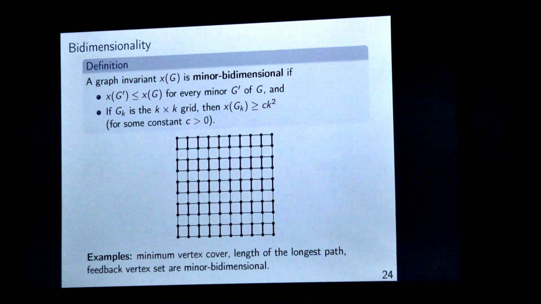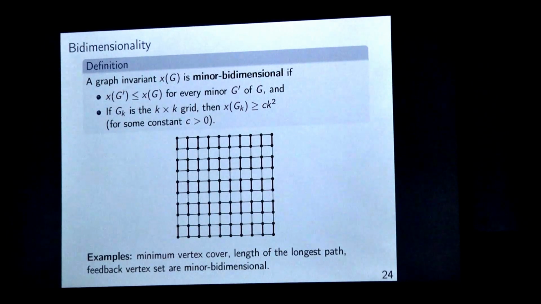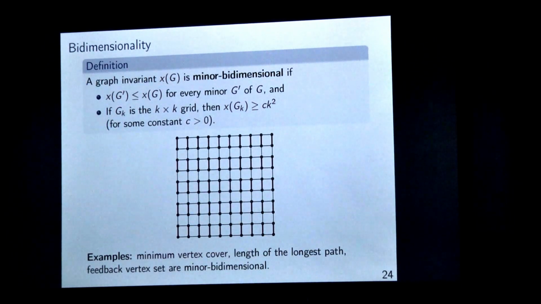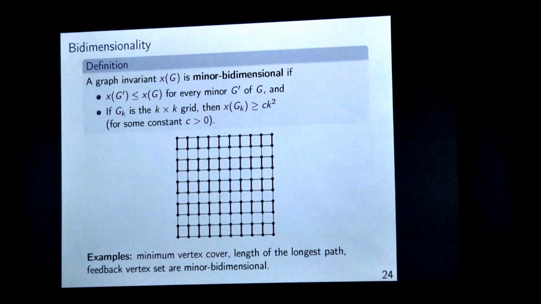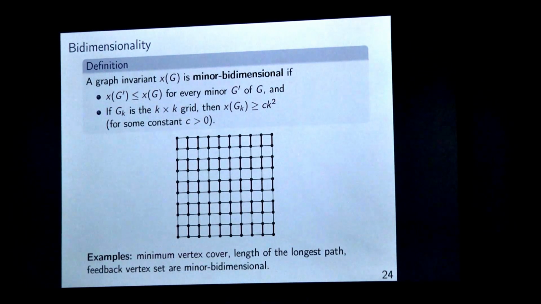And for those people, we can give very nice algorithms. So, for example, look at minimum vertex cover. And what else? On the k cross k grid, your solution should have size some constant times k squared. For example, look at minimum vertex cover.